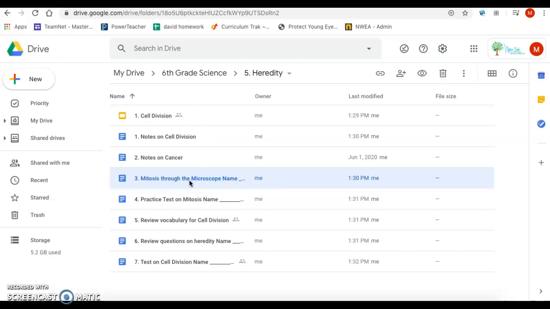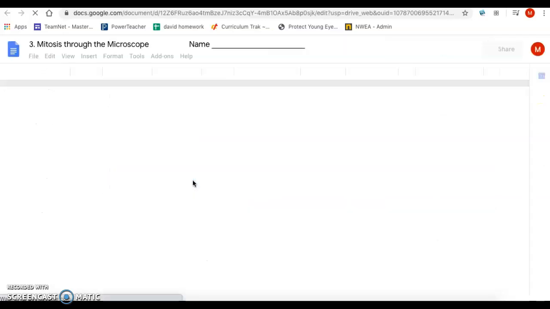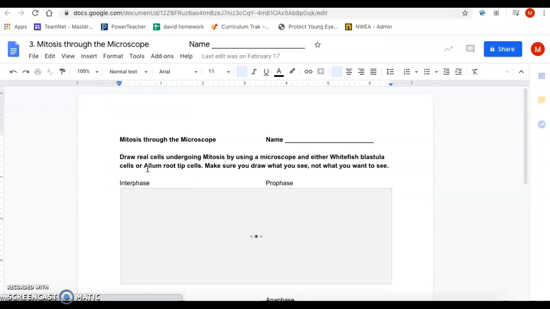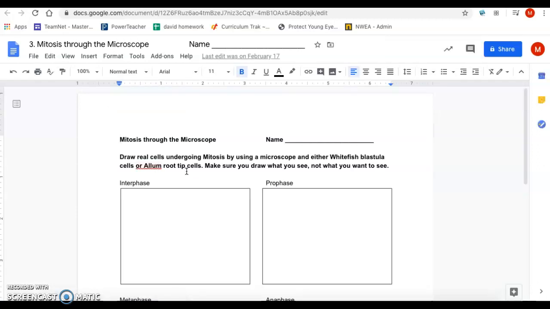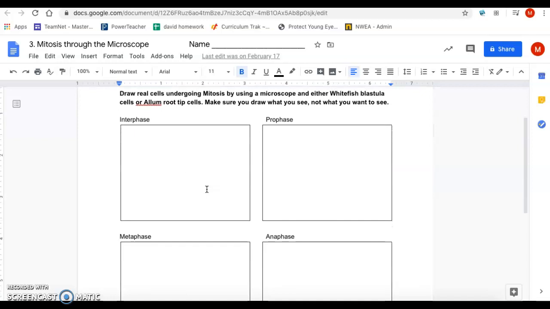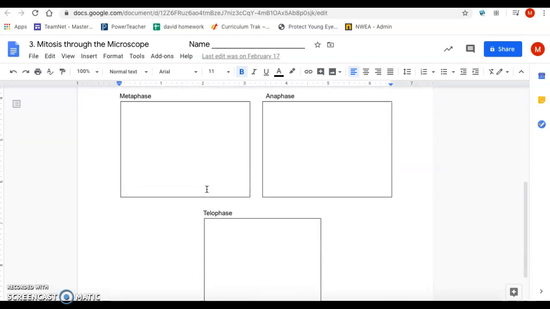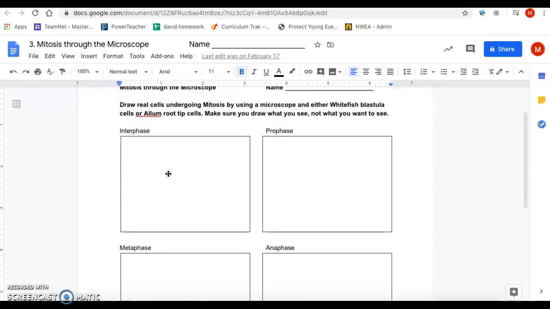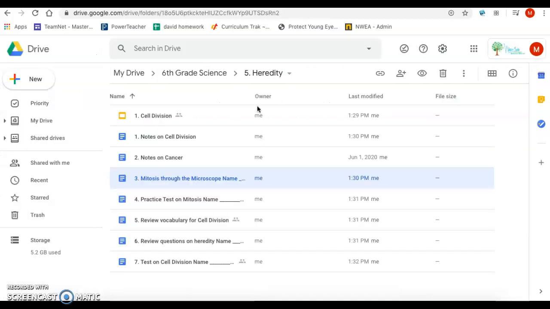There's some prepared slides in the cupboard where the microscopes are that have different things, whitefish blastula or alum, which is onion root tip cells. And I had the kids use the microscopes again because they love the microscopes. Take a look. Find a cell in interphase and draw it. Find a cell in prophase and draw it. Stuff like that. So, yep, good detail work. Good practice right there. So yeah, that with the stop motion, that was the crux of this unit right here.